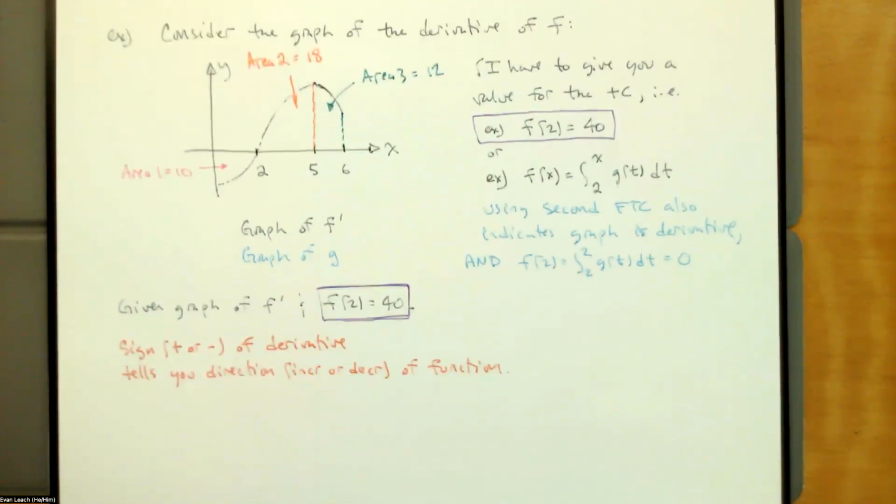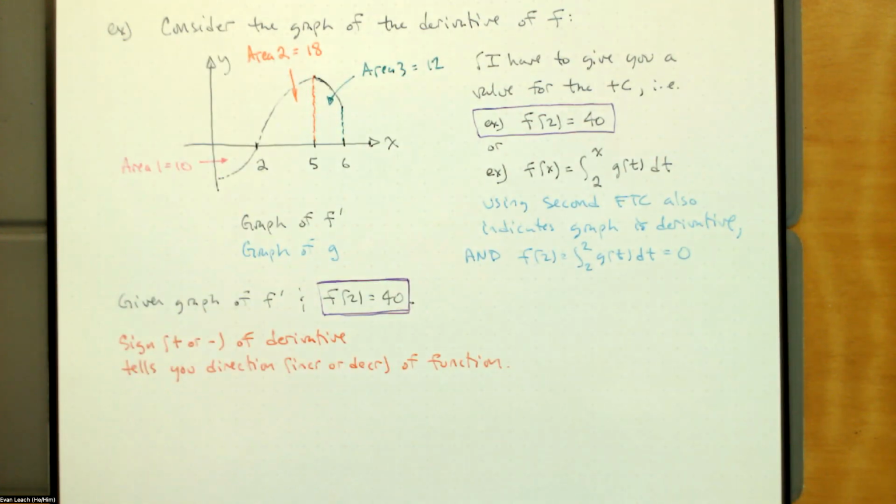So one thing that I will definitely want you to know about functions and derivatives: I will ask a question where you can read the sign of the derivative, and that indicates the direction of the function. What we have here is that on the interval from 0 to 2, the derivative is negative, so the function is decreasing.